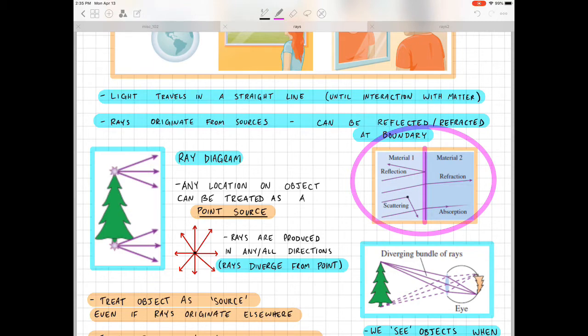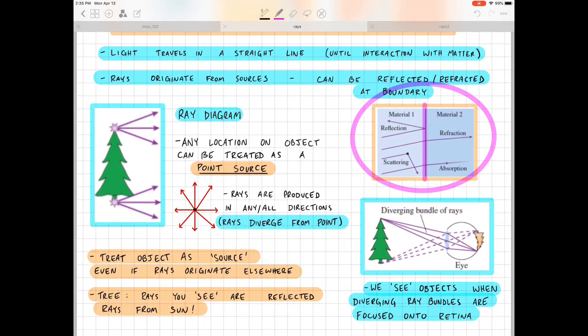So the basic approach that we're going to take when we're dealing with rays, and particularly next chapter when we talk about image formation, is we're going to be using ray diagrams. So ray diagrams are kind of highlighted over here. You can take any location on an object and treat that location as a point source. And so point sources are just regions that are generating light rays, and those light rays diverge from that point, so travel from that point in any and all directions.